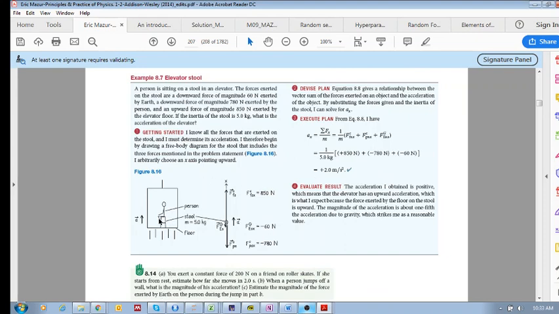We have a person sitting on a chair in an elevator. Okay, I've never seen this in my life, and I've been in quite a few elevators. I've never seen this, but okay. So the person is sitting on a chair in an elevator.